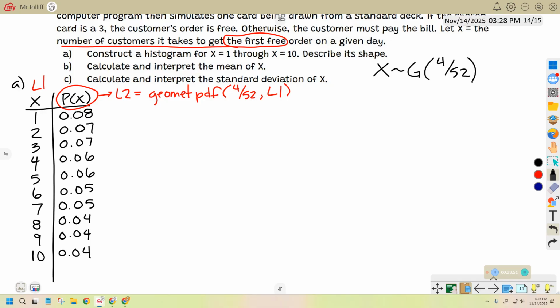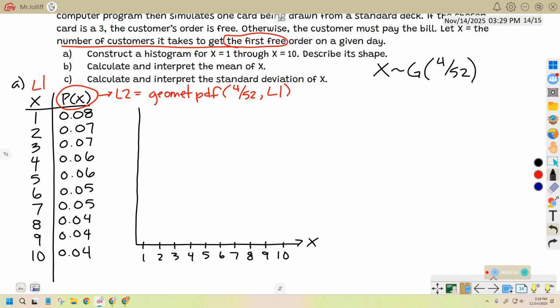Now I'm going to draw it, 2 axes. What goes on the x-axis? Random variable, very good. I need to go between 1 and 10. Number of customers until we get a free lunch. What goes on the y-axis? Probability, very good. This is a P of X axis.